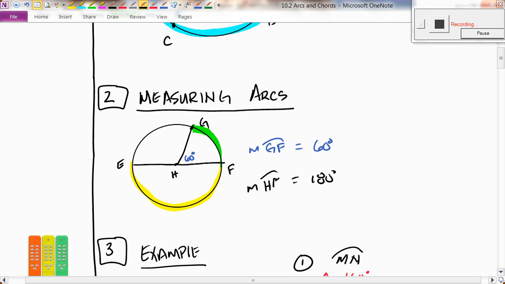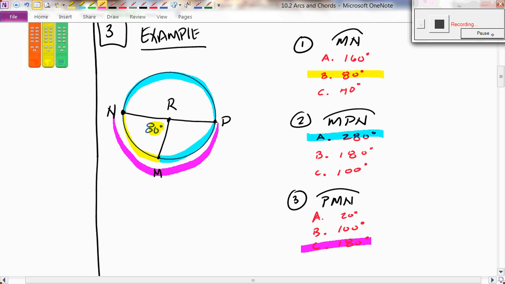What do you guys think so far? Pretty straightforward? Yeah. Pretty easy. That would have to be 180 degrees. Okay, so you feeling pretty good about that part?